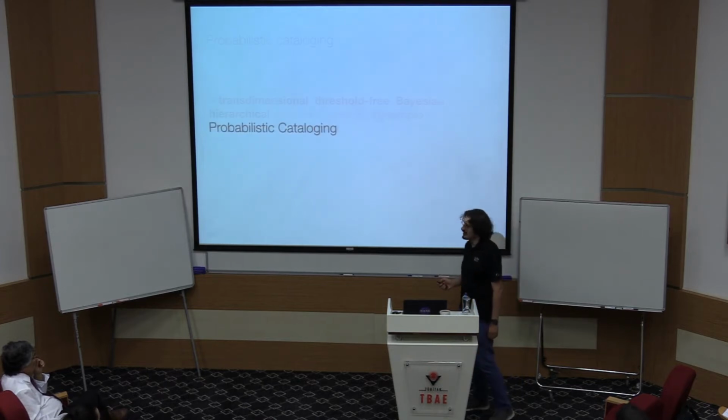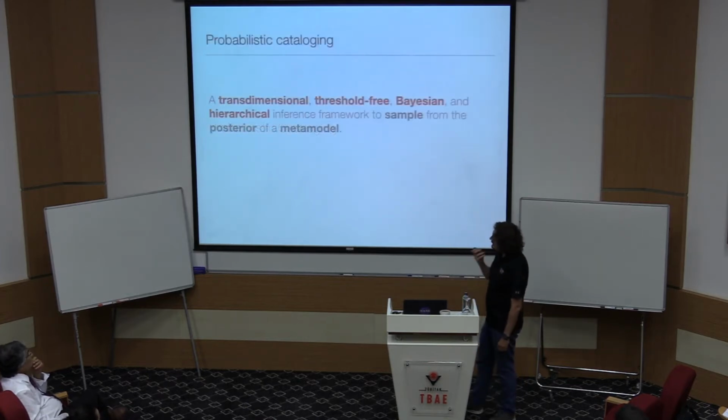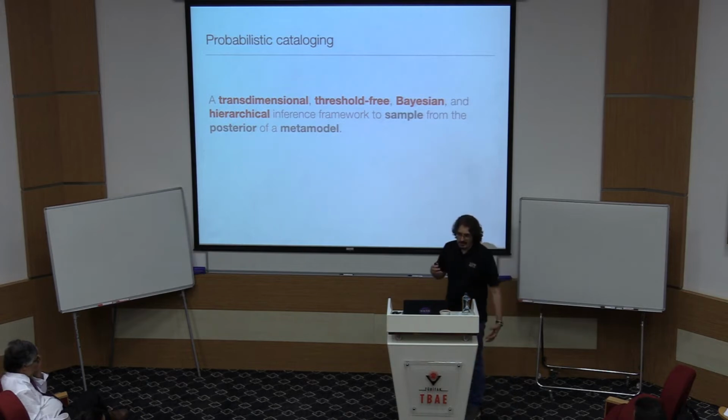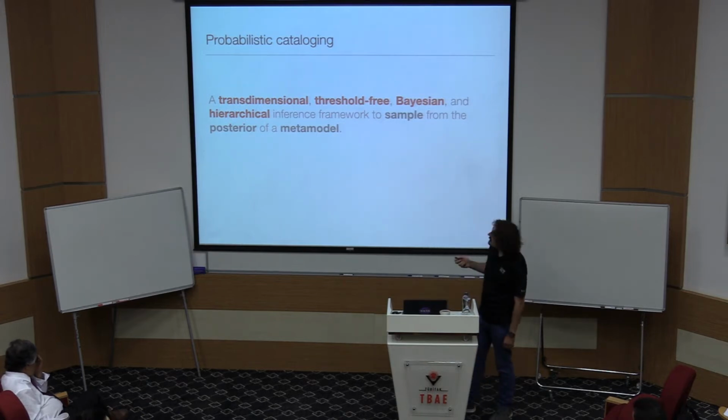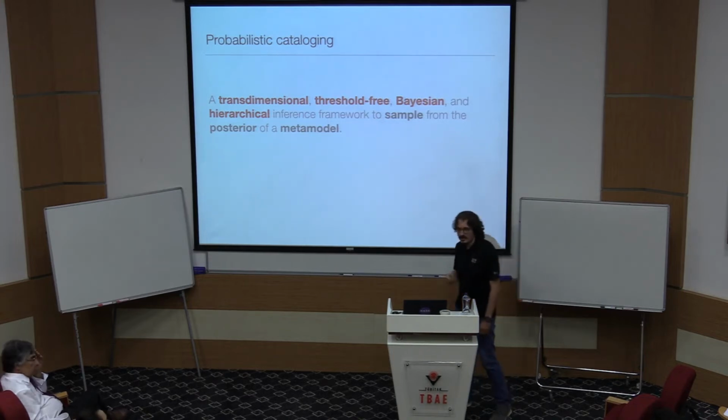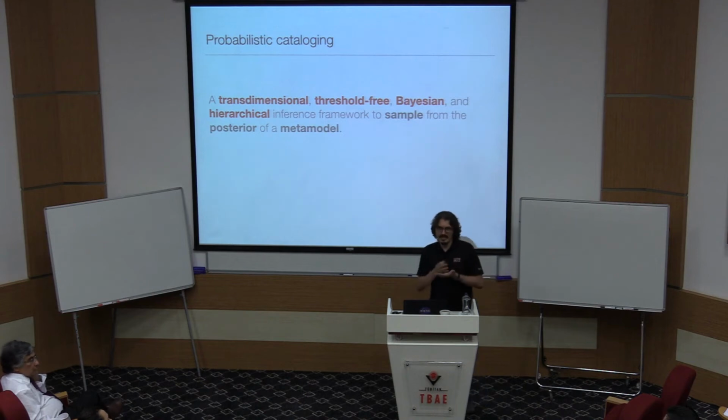Now we come to probabilistic cataloging. Probabilistic cataloging is a trans-dimensional, threshold-free, Bayesian, and hierarchical inference framework to sample from the posterior of a meta model. Now, I know this is a loaded sentence. However, I think I've defined most of the terms here, probably except threshold-free. So threshold-free just means being independent of a particular detection threshold.